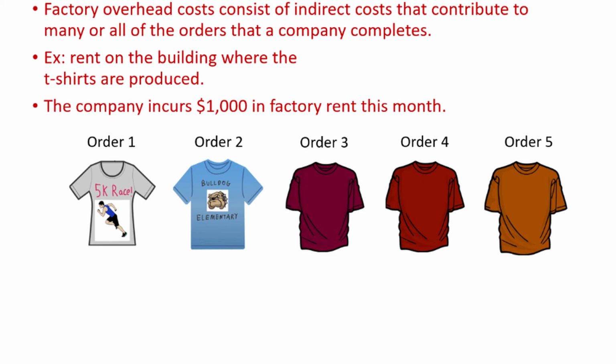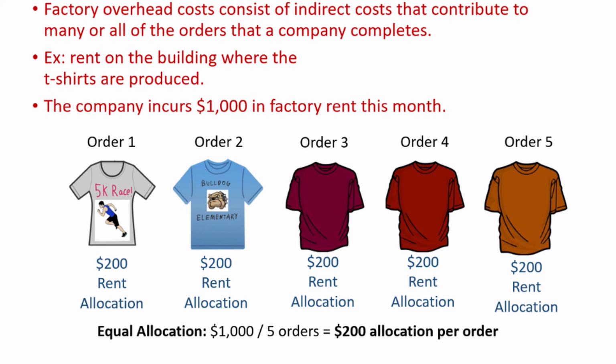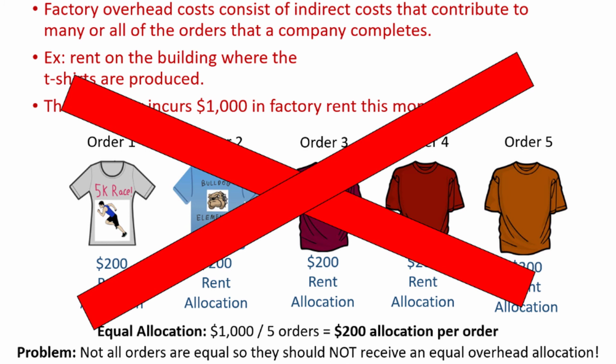So we need to create some kind of procedure to allocate the $1,000 rent cost to the 5 orders. A naive approach might be splitting the rent equally to the 5 orders. 1,000 divided by 5 orders is a $200 allocation per order. Each order absorbs $200 of the rent cost. The problem with equal allocation is that some orders are much bigger than others, and it therefore makes sense to allocate more factory overhead to those jobs. The 5K race might require 500 t-shirts, whereas the elementary school might only need 60. Allocating $200 of overhead to each of them wouldn't be fair.